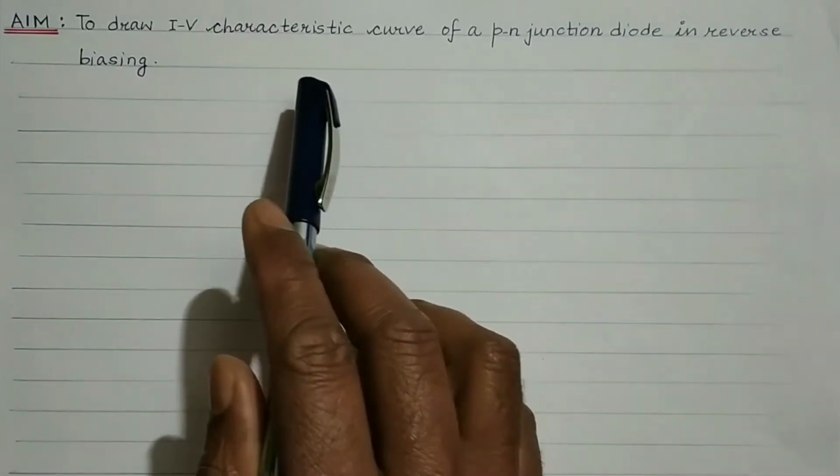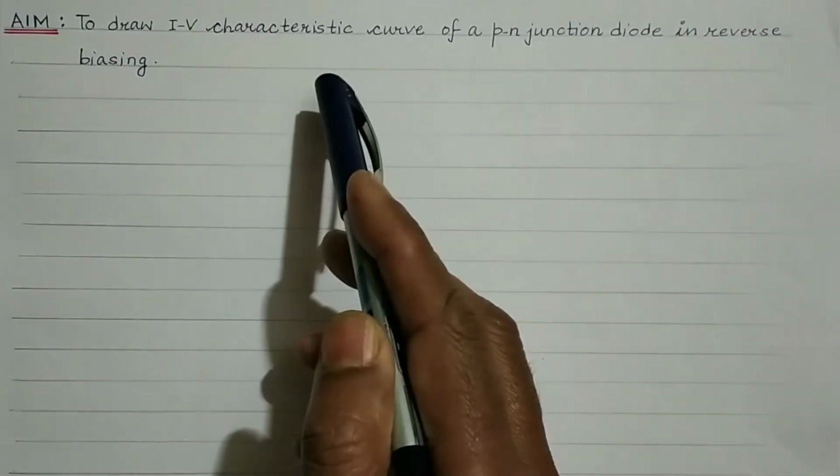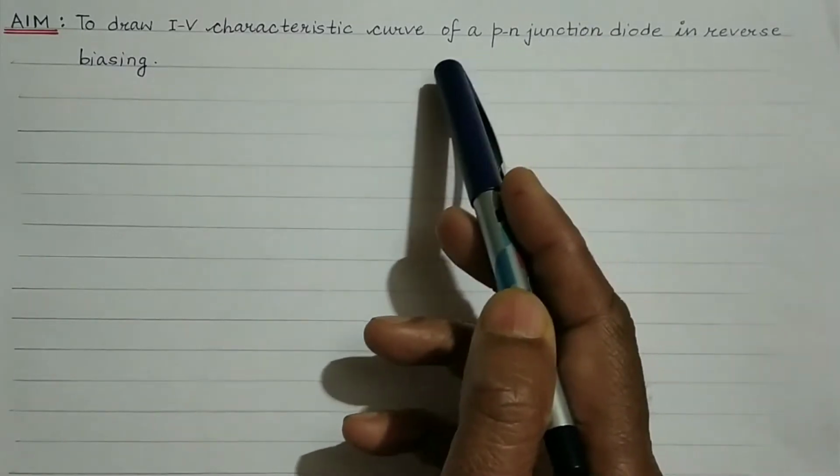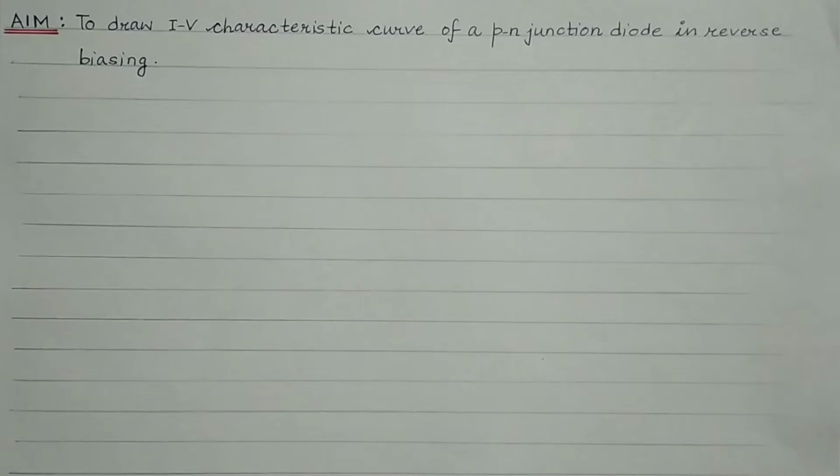Now students, in order to get different values of voltages and the currents corresponding to the reverse biasing of a diode, we need to understand and make ourselves familiar with the apparatus which we are going to make use of. So please watch this video.